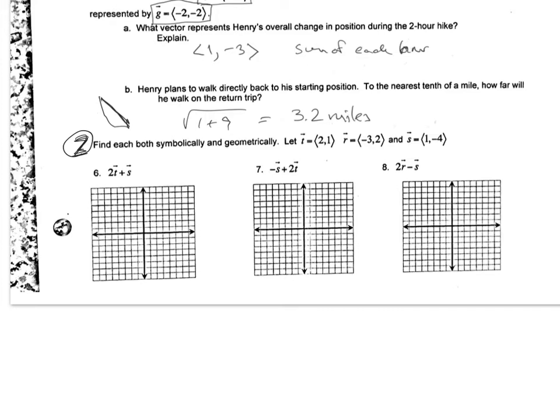So there's just one way to tie in magnitude and direction without having separate problems. In order to do this symbolically, that is the arithmetic, we would have 2 times vector t, so 2 times <2, 1>, plus vector s, <1, -4>. Doesn't matter which one you do first. We have <4, 2> plus <1, -4>, and so the result of that addition would be <5, -2>.